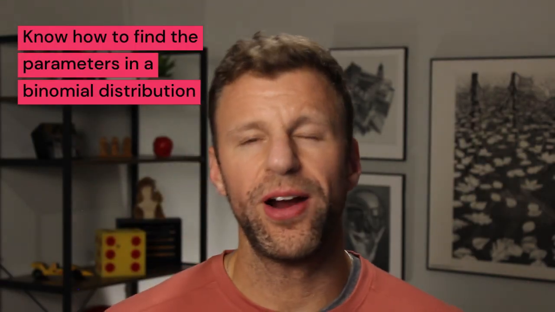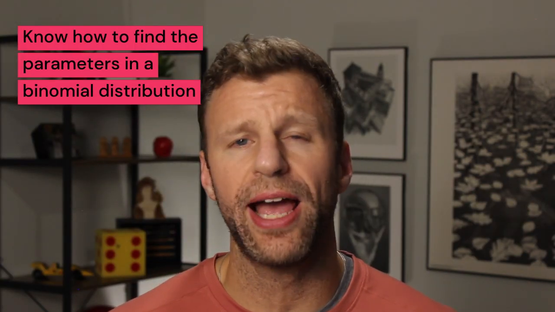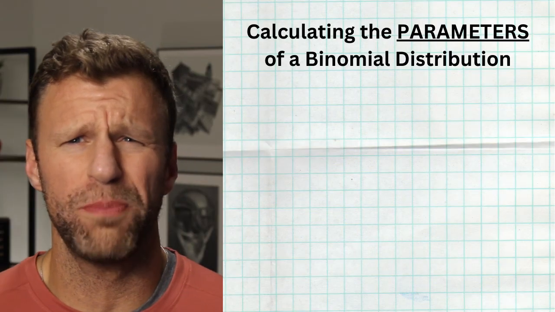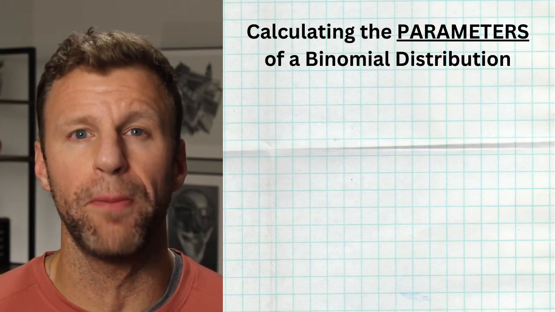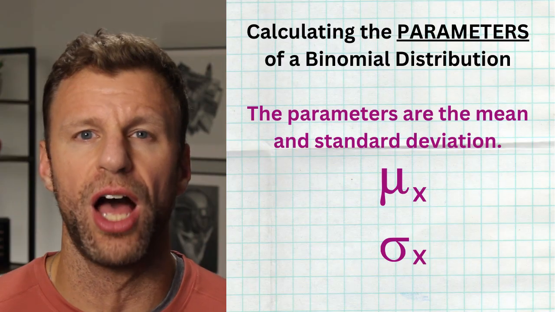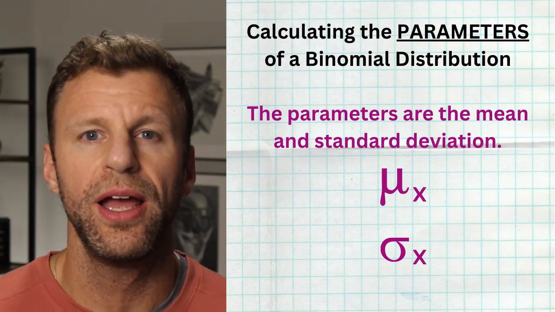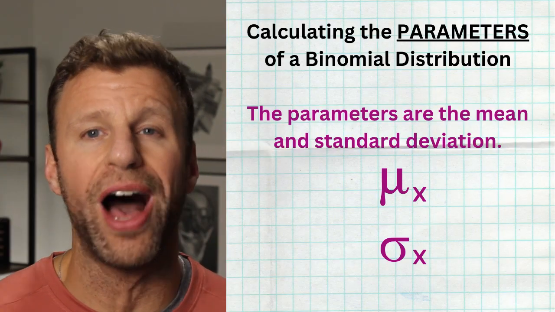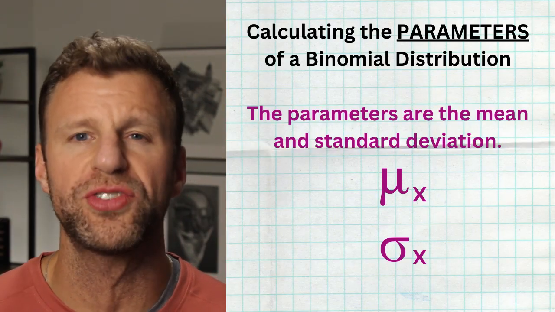The final tip for this video is know how to calculate the parameters of a binomial distribution. Now, what are the parameters? Well, we're talking about the mean and the standard deviation of the random variable x. Now, there are formulas for these two values, which is super awesome. They're on the AP Stats formula sheets. Hopefully you've seen these before.